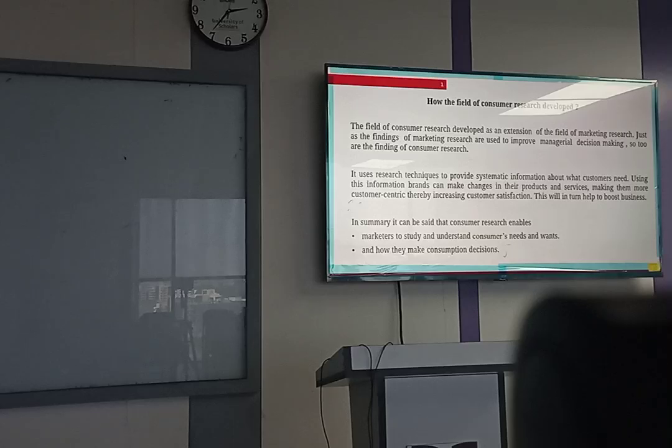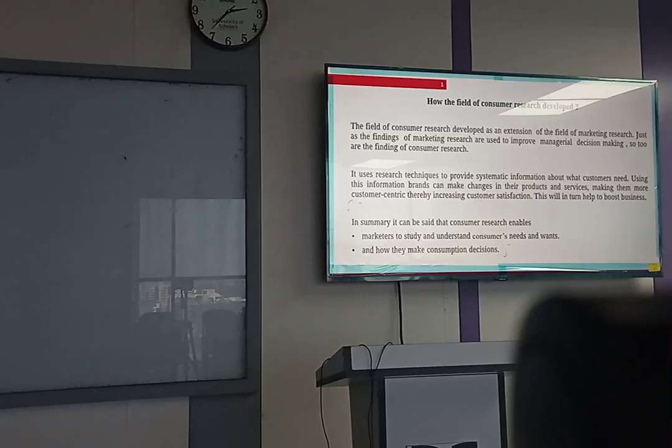So, number 1 point, how the field of consumer research developed. Basically, the field of consumer research developed as an extension of the field of marketing research. Just as the findings of marketing research are used to improve managerial decisions, which means we do marketing research to improve business decision making. I mean, we change the strategies in the marketing phase.